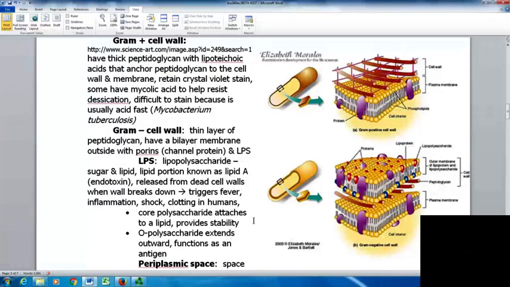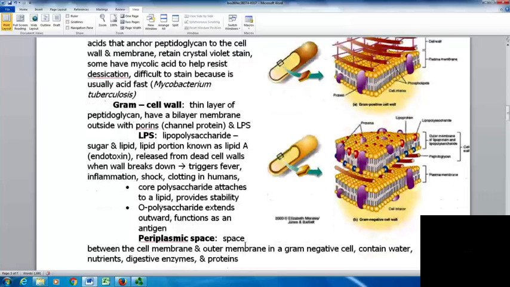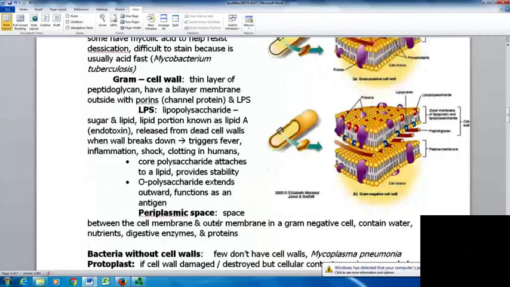The core polysaccharides attach to a lipid and provide stability. O polysaccharide extends outward, and it functions as an antigen. Your periplasmic space is going to be the space between the cell membrane and the outer membrane in a gram-negative cell. This will contain water, nutrients, digestive enzymes, and proteins.